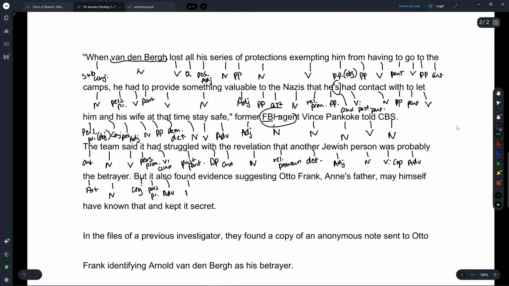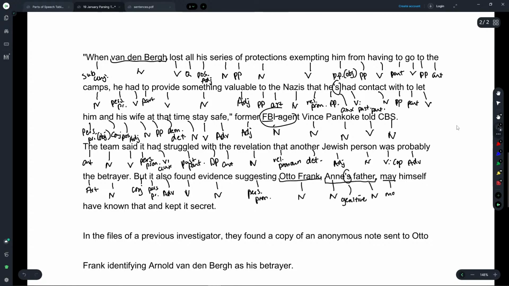Found, verb. Evidence, noun. Suggesting, personal pronoun. Otto Frank, noun. Anne Frank's father. Anne's father. Again, we can do Anne as noun, apostrophe S as genitive, and father as noun.